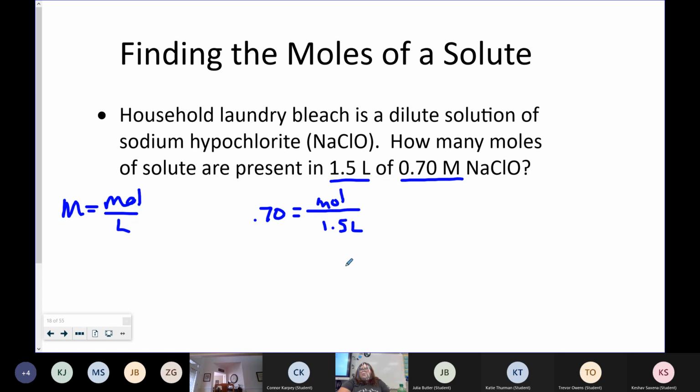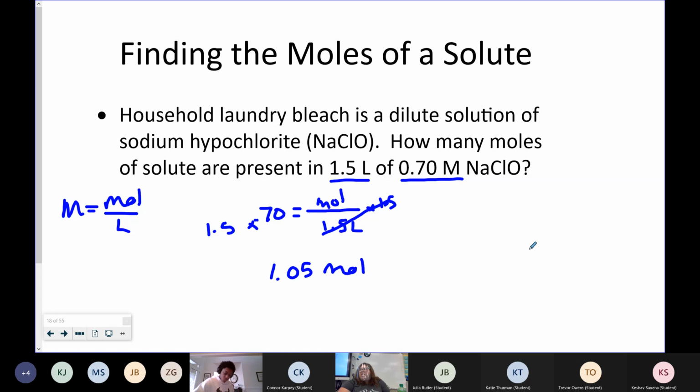So to solve for moles, we have to get it by itself. So we just need to multiply by the 1.5 on both sides. Then we'll have the 1.5 times 0.7, which is going to be 1.05 moles.